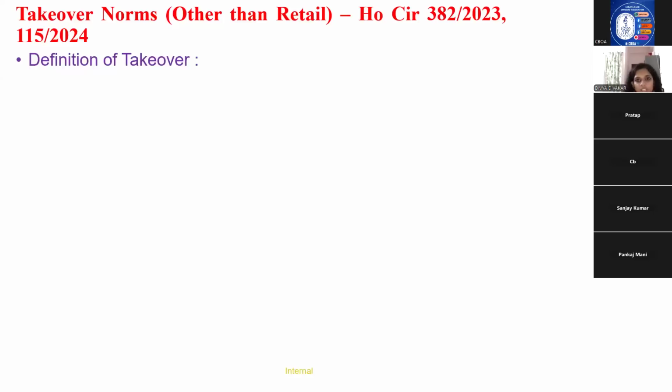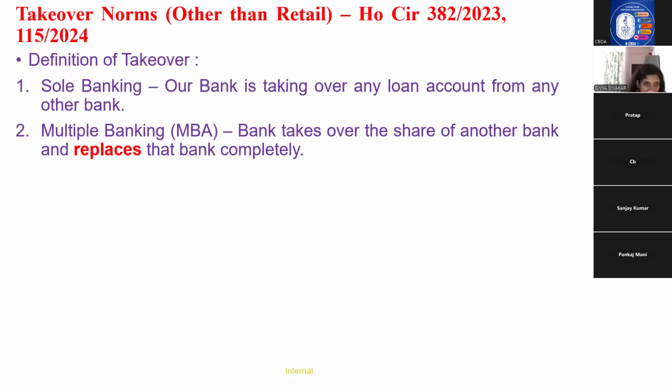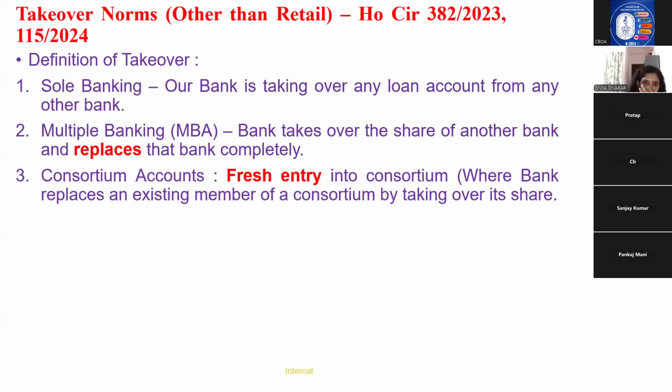And let us discuss the takeover norms. It is by 382/2023 and 115/2024. Definition of a takeover in case of sole banking: simple, our bank is taking over any loan account from another bank. We call it a takeover. Multiple banking: a bank takes over the share of another bank and replaces that bank completely. Consortium: fresh entry into the consortium, where the bank replaces an existing member of a consortium by taking over its share.